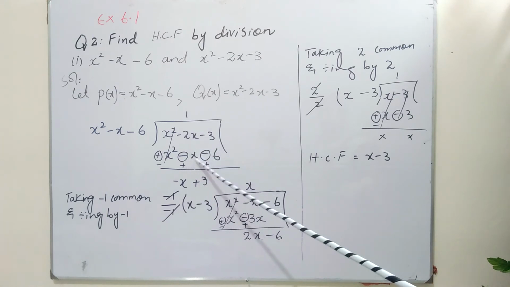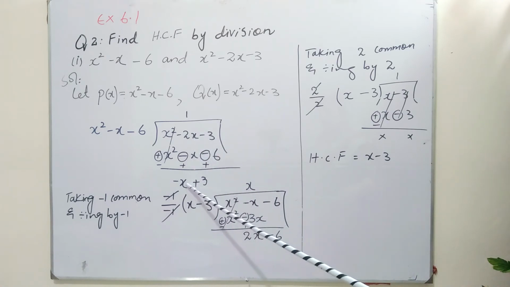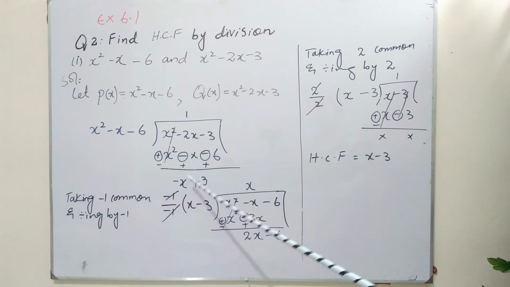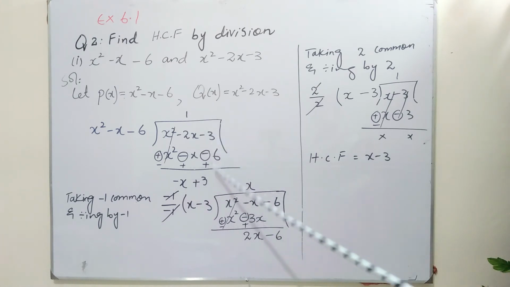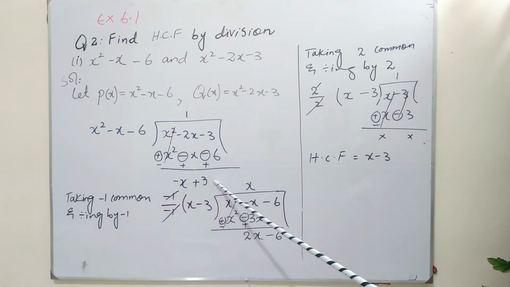Minus 2x plus x gives us minus x, because 2x minus x is equal to minus x, and the sign of the greater term is kept with the answer. Similarly, 6 minus 3 is equal to 3. Now we get minus x plus 3. In this step, you will check two things: first, whether the first term has a minus sign before it, and secondly, whether there is a common factor present in this statement.